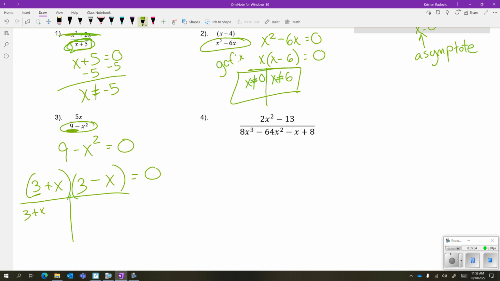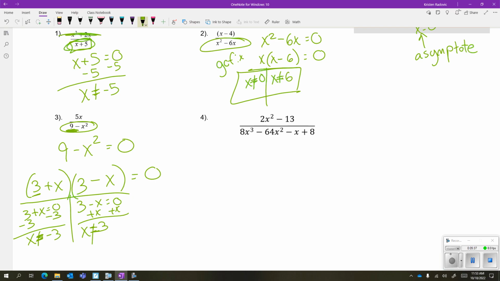We have 3 plus x equals 0, and when we solve for x, we get x is equal to negative 3. If you have 3 minus x is equal to 0, when you solve for x, we get x is equal to positive 3. So both 3 and negative 3 make your denominator 0. We don't want that. So we say that x cannot equal 3 or negative 3 for our answer.